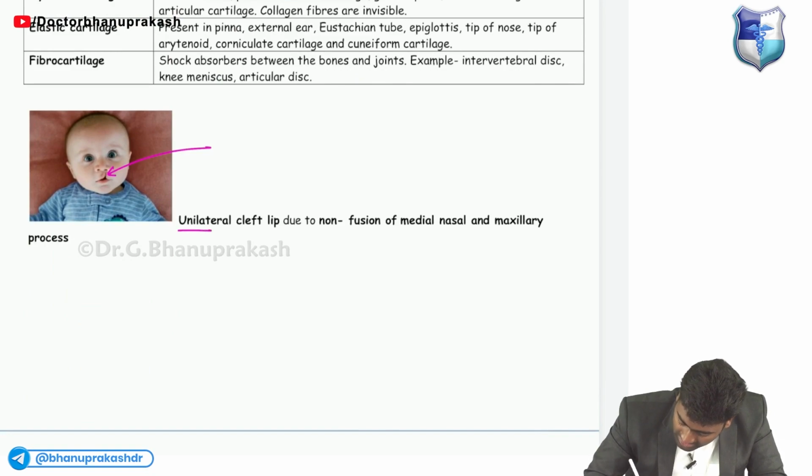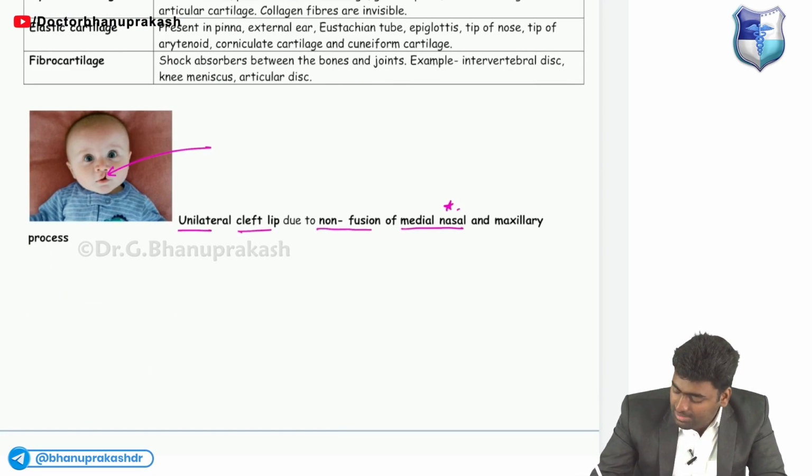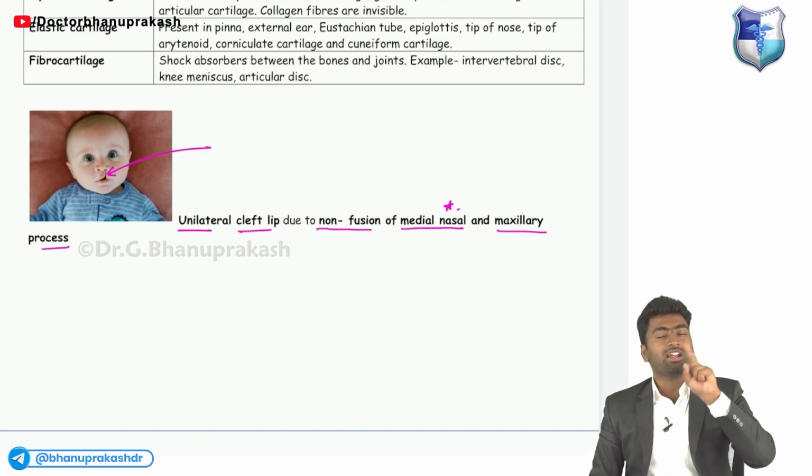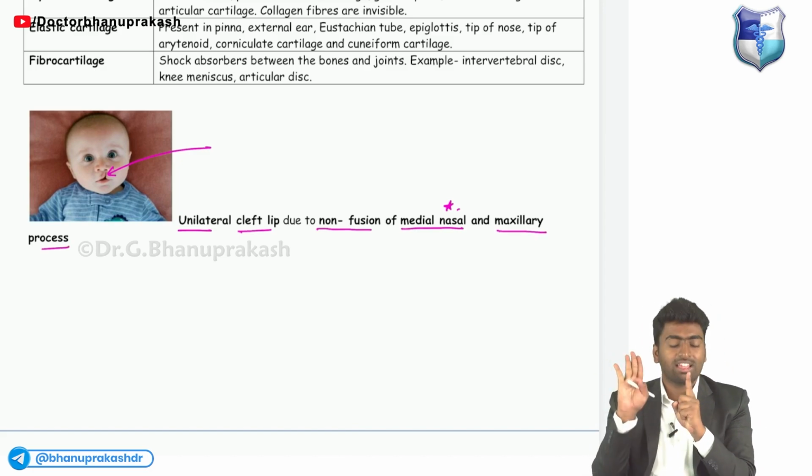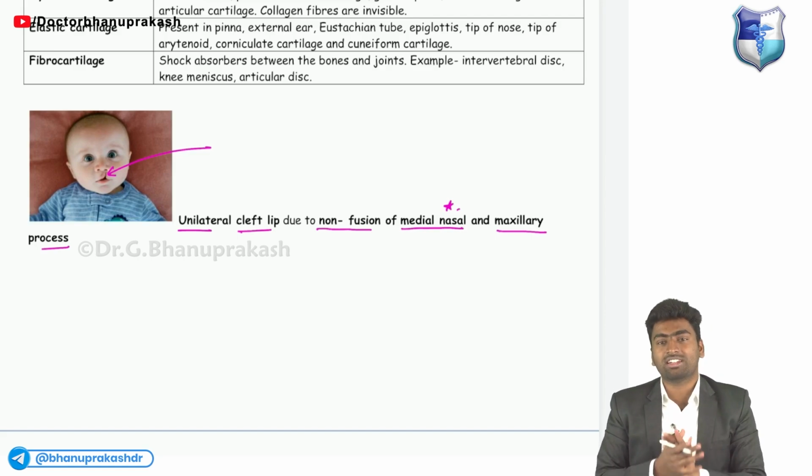If there is any unilateral cleft lip, it is due to the non-fusion of the medial nasal process and the adjacent maxillary process. Remember, it is the medial nasal process and this maxillary process.